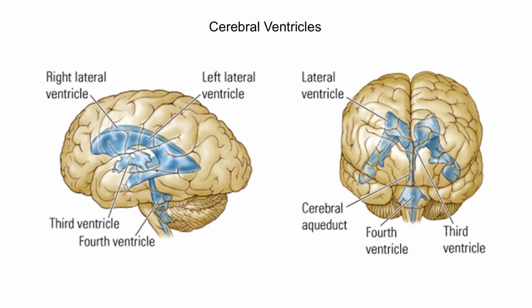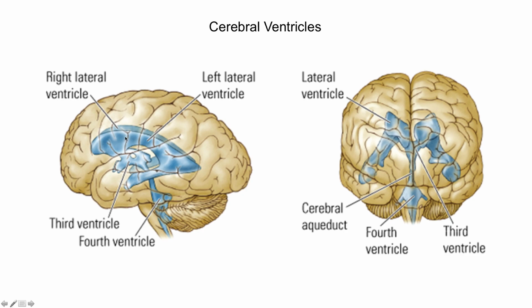Okay, so here you see our ventricles in our brain in blue in these pictures. Remember, ventricles are pockets inside of our brain that are filled with CSF. We have 4 ventricles in our brain, and they're all interconnected. Right here you see the lateral ventricle. We have 2 of those. We have one in the left hemisphere and one in the right hemisphere.